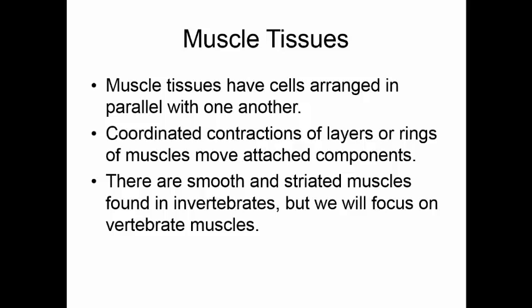All right, we have our muscle tissues. Our muscle tissues have arrangements in parallel with one another. They basically all run together in one direction. There are three different types of muscle tissue: smooth muscle, striated muscle, which is like skeletal muscle, and then cardiac muscle. We're going to talk about each one of those.